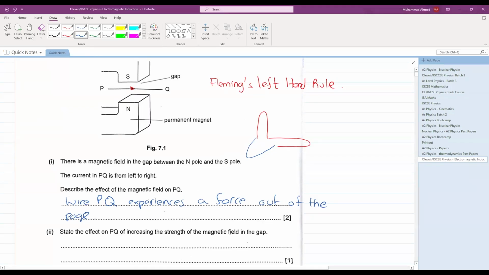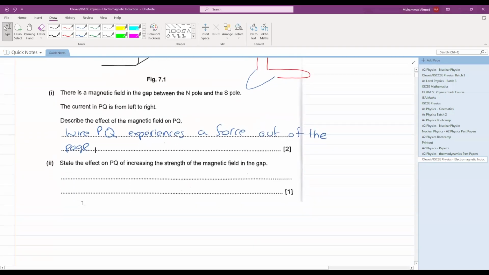State the effect on PQ of increasing the magnetic field in the gap. What will happen if we increase the magnetic field in the gap? It will experience a greater force. Simple. Greater force out of the page. Let's move on to the next part.